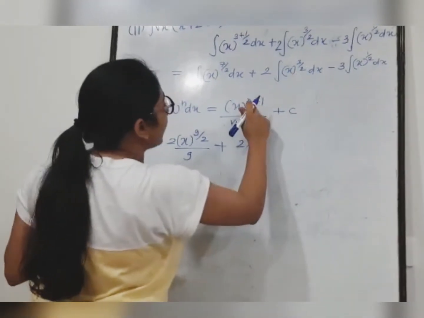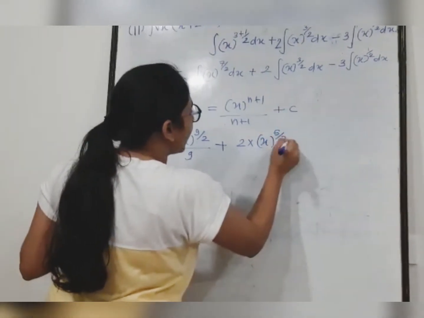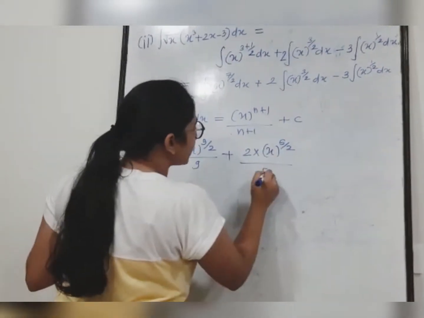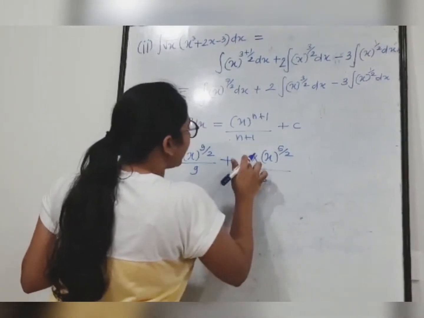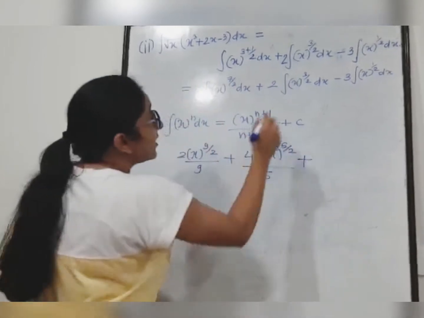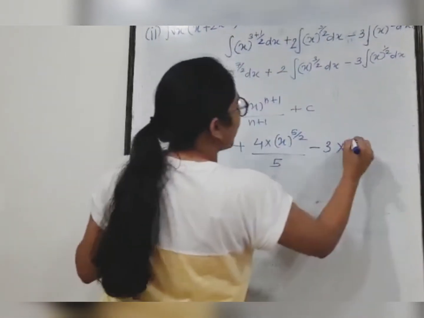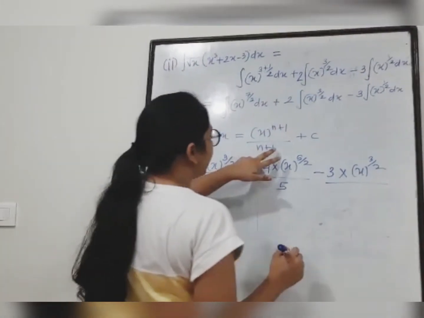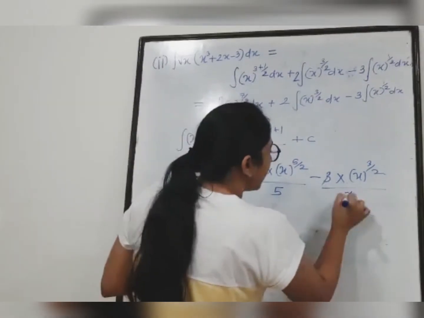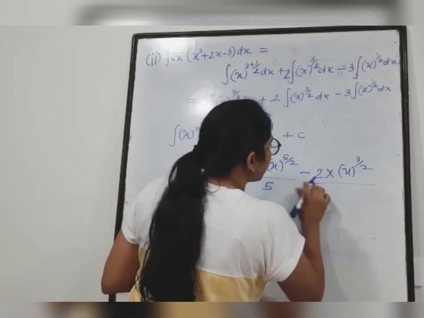Plus 2 into integration of x to the power 3 by 2. 3 by 2 plus 1, that is 5 by 2. So x to the power of 5 by 2 divided by 3 by 2 plus 1, that is 5 by 2. This 2 will come out in the numerator, and this will be 4 by 5, plus minus 3 into x to the power of half plus 1, that is x to the power of 3 by 2, divided by half plus 1, that is 3 by 2. This 3 cancels and 2 comes upward, in the numerator, so this will be this.